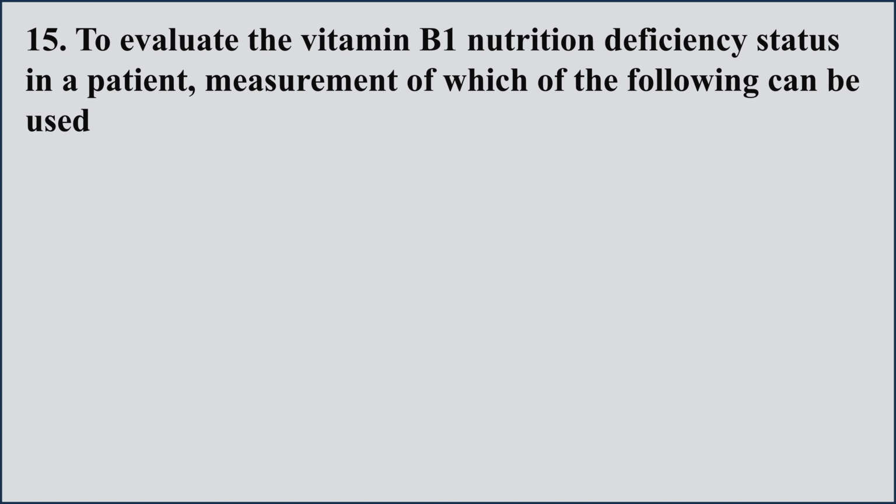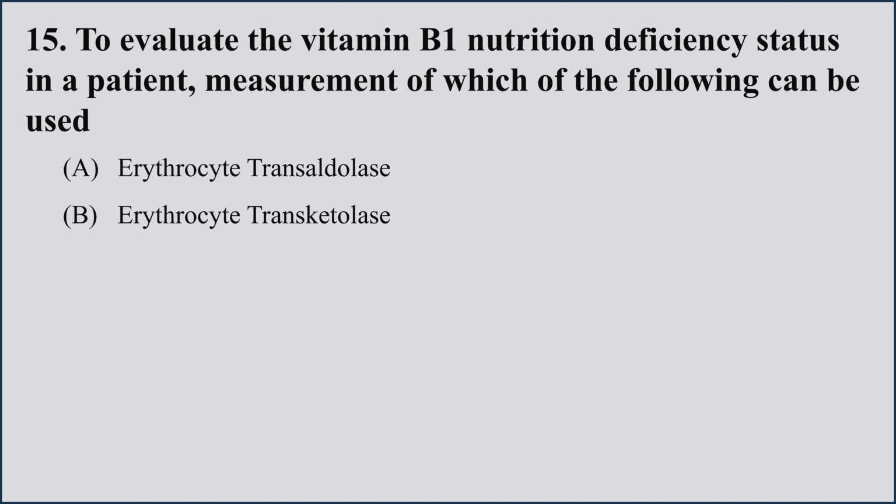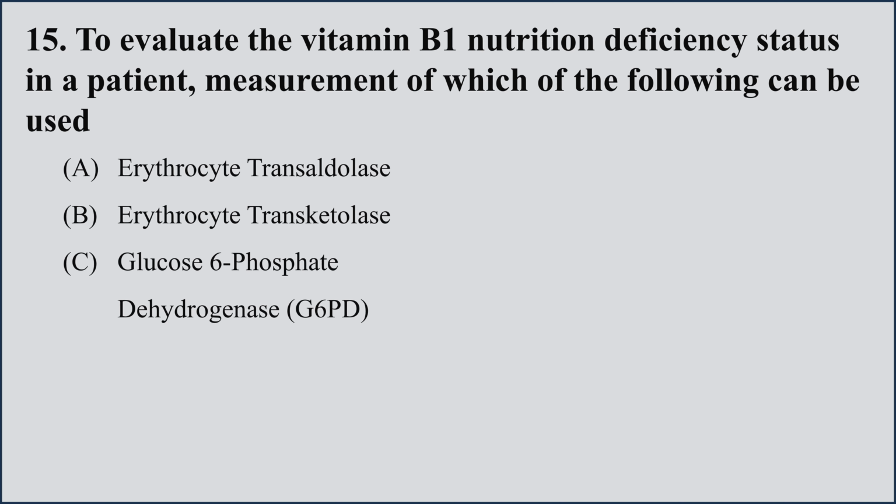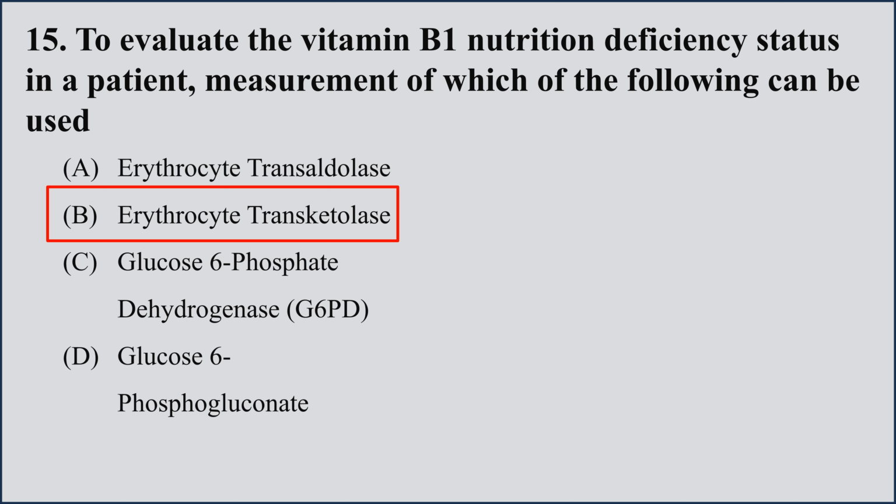To evaluate the vitamin B1 nutritional deficiency status in a patient, measurement of which of the following can be used: A. Erythrocyte transcellulase, B. Erythrocyte transketolase, C. Glucose 6-phosphate dehydrogenase, D. 6-phosphogluconate. The right option is erythrocyte transketolase, because the transketolase enzyme is used in the pentose phosphate pathway, the HMP shunt. This enzyme transketolase has the prosthetic group thiamine. So that's why erythrocyte transketolase is used to determine the deficiency of vitamin B1.